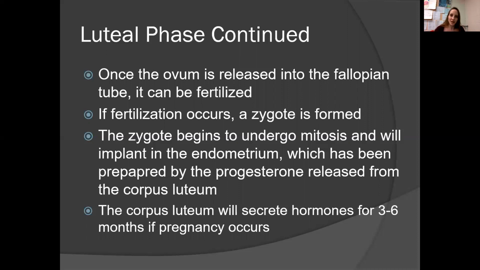Again, by the time that that fertilized egg makes it to the uterus, the corpus luteum has had time to release lots of progesterone and make sure that the uterus is prepared for that fertilized egg. And then again, if implantation happens, if the woman becomes pregnant, the corpus luteum will stay there and will secrete hormones for the next 3 to 6 months.